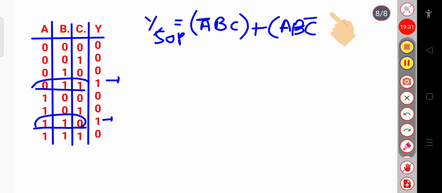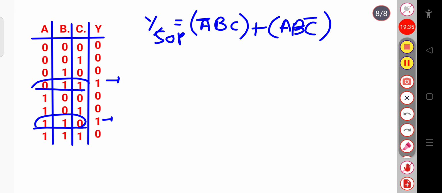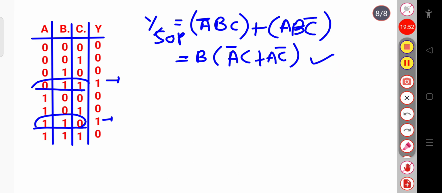So this is in the form of sum of products output, and this is in the canonical form. If you want to minimize this expression, then you can take B common, and this will be equal to A bar C plus A C bar. This is the minimized expression, but this is the canonical form. Now you have to write Y POS, product of sums.